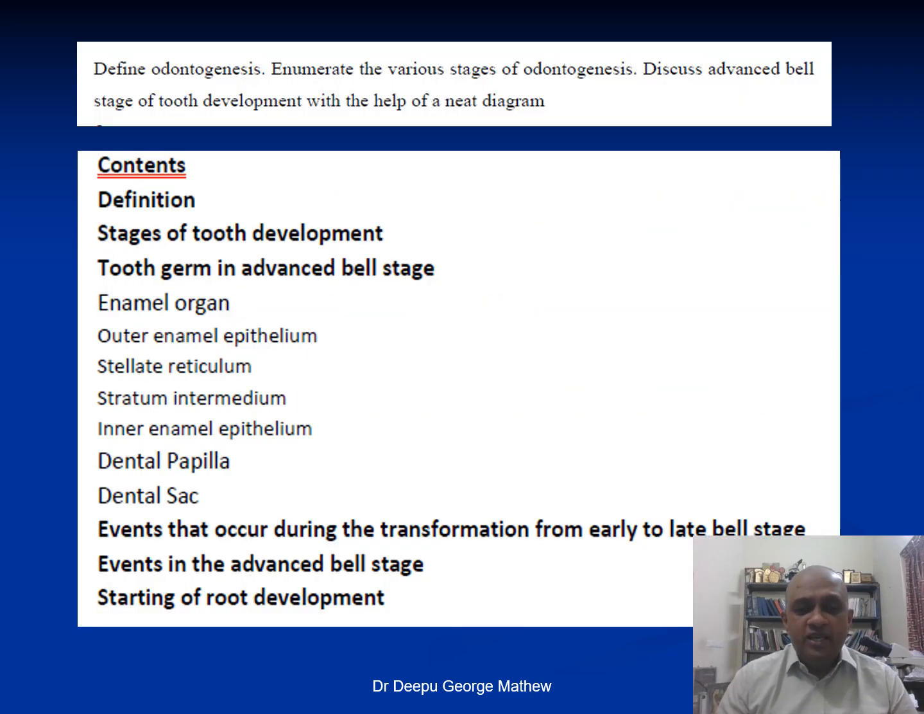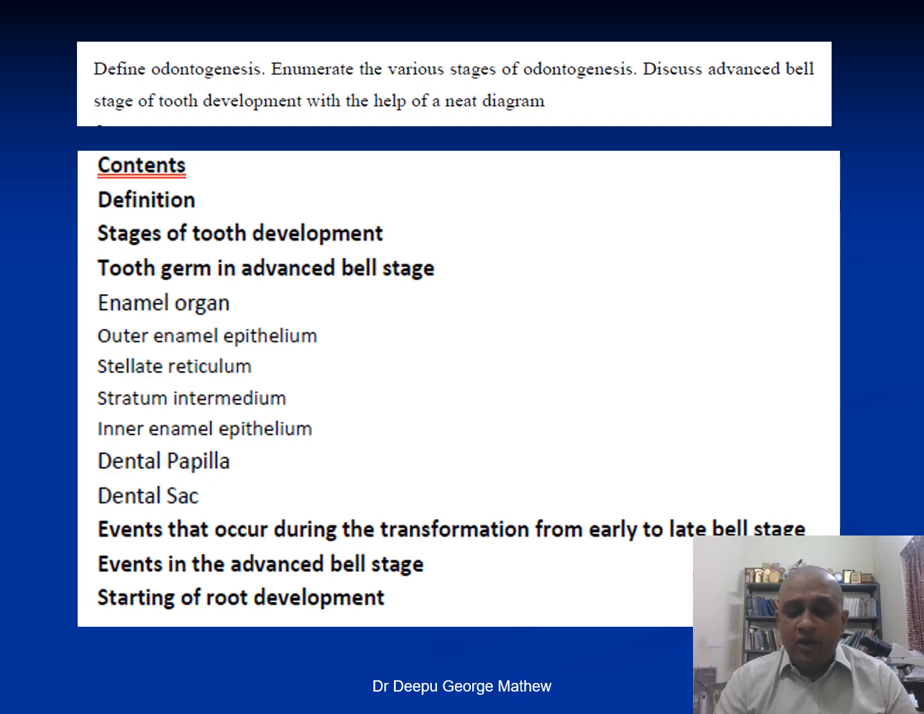So if a question is being asked about define odontogenesis and enumerate the various stages of odontogenesis, and discuss in detail the advanced bell stage of tooth development with the help of a neat diagram, you have to first write the contents, especially for essays. You have to write the contents, and then only you have to start with your essay questions. So the contents, like first you have to define odontogenesis, then you have to enumerate. You don't have to explain, but you just have to give the names of the stages of tooth development.